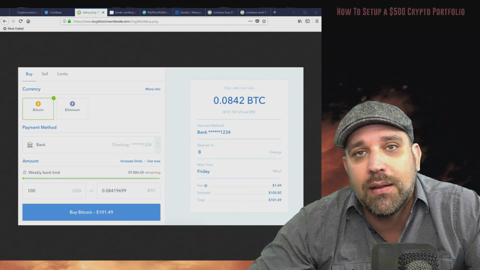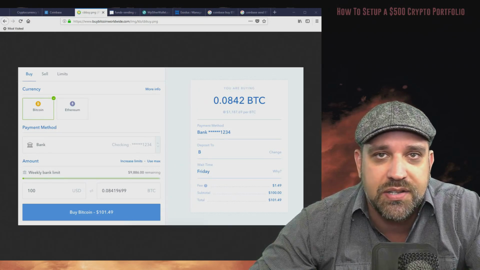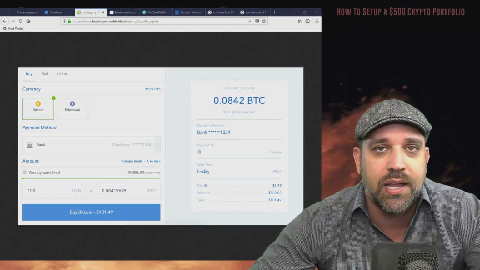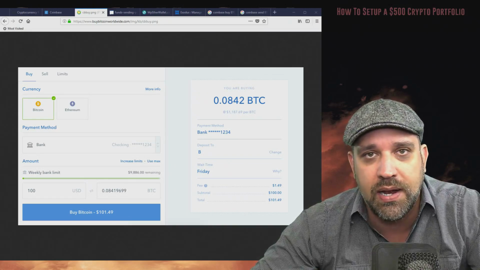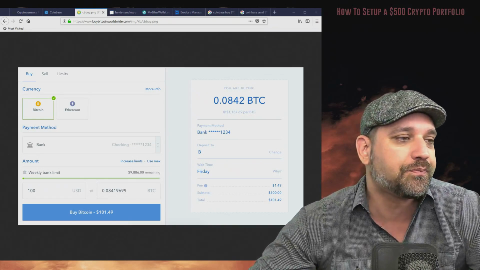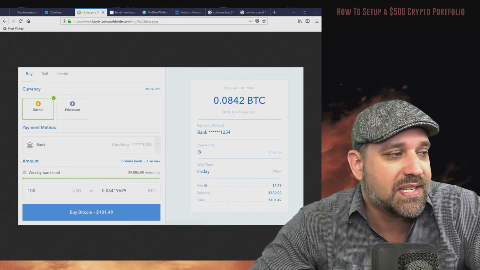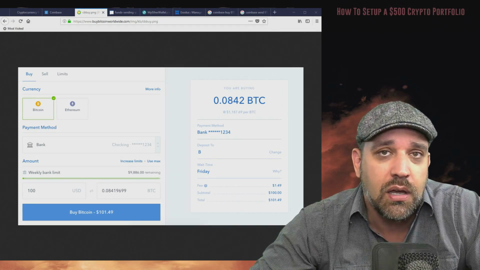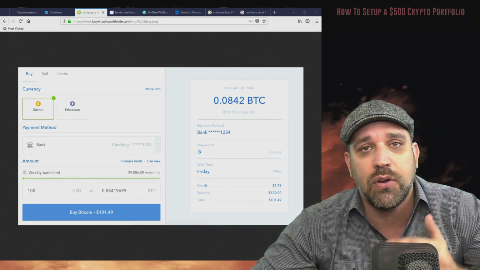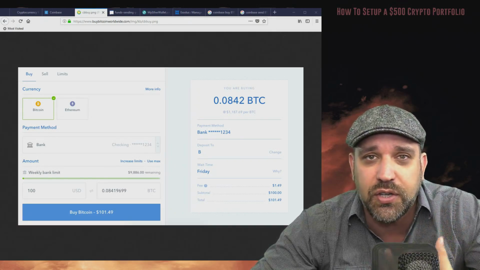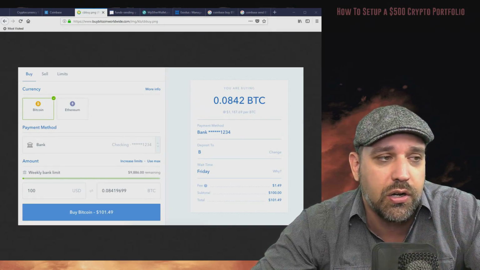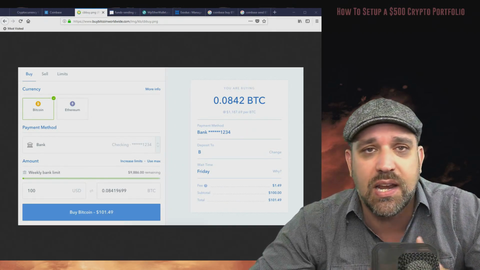Bitcoin primarily has the most trading pairs in the cryptocurrency market. However, Ethereum is not far behind at all. So either one is going to do you well. You can either set this up to be a weekly buy order, so every week it'll automatically make a purchase for you using either your credit card or your bank account. You can set it up as a one-time buy.